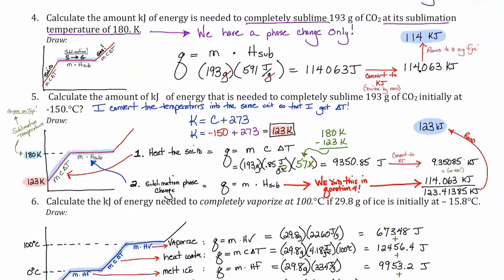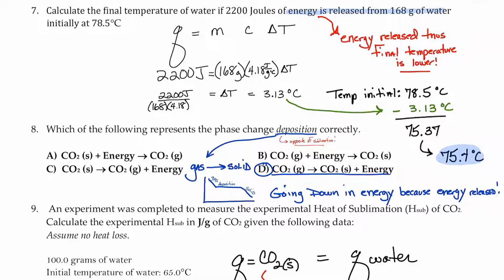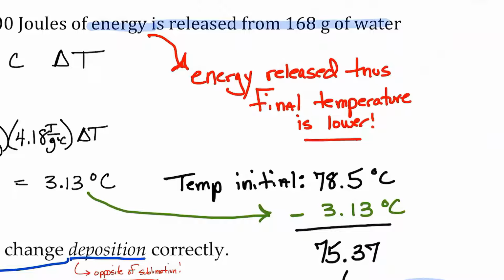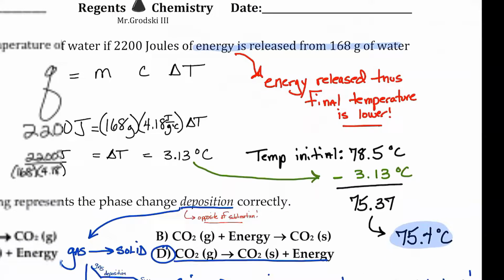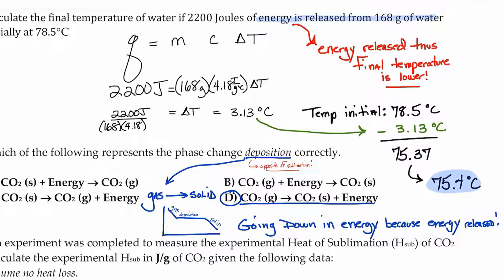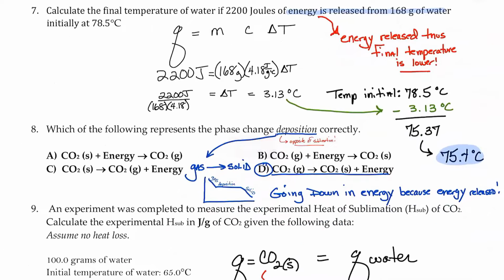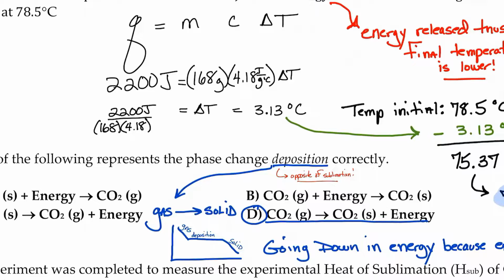All right, continuing on. In number 7 here, we want the final temperature of water if 2,200 joules of energy is released. You got to read the question, released. Okay, if the energy is released, that means that the final temperature of the water has to be lower if the water loses heat. It gets cooler. All right, so this is a classic question. And because we're talking about water in the liquid phase, guess what? We have a change in temperature. So we use a thermal equation of Q equals MC change in T.